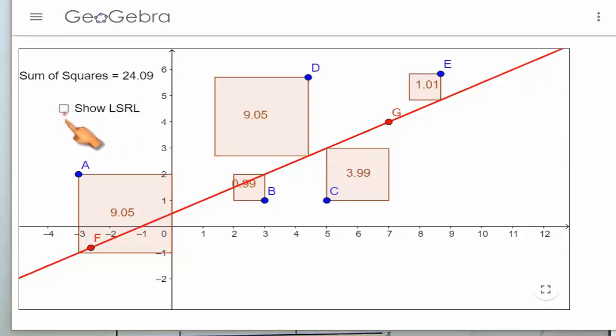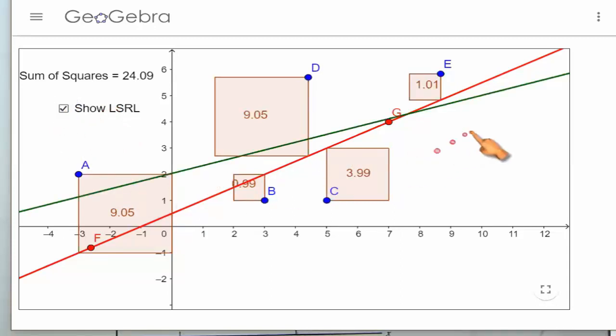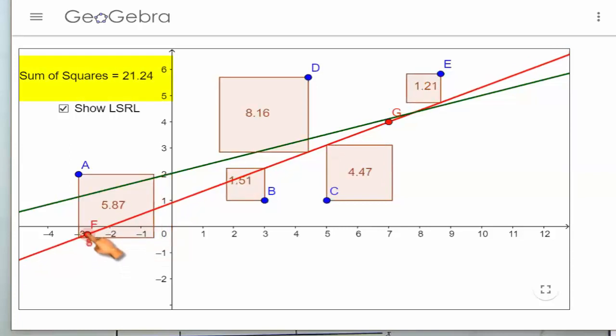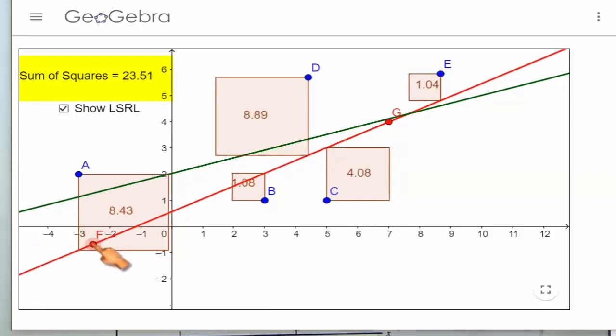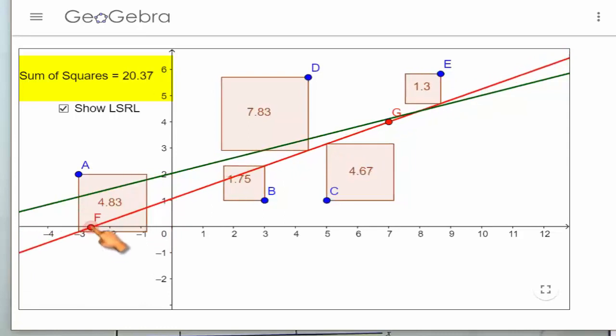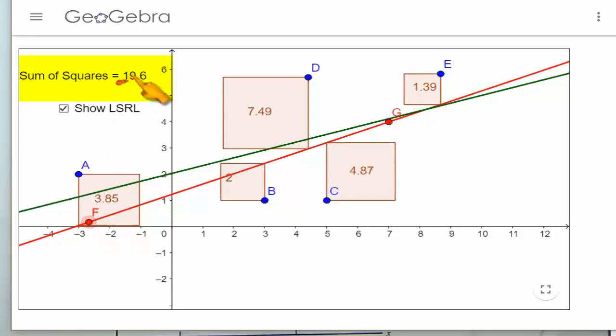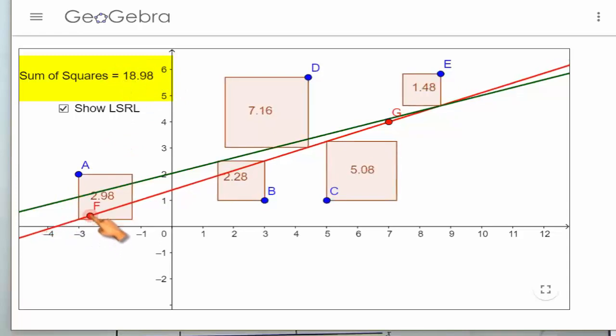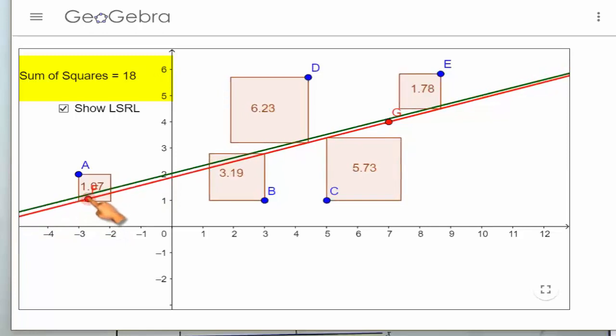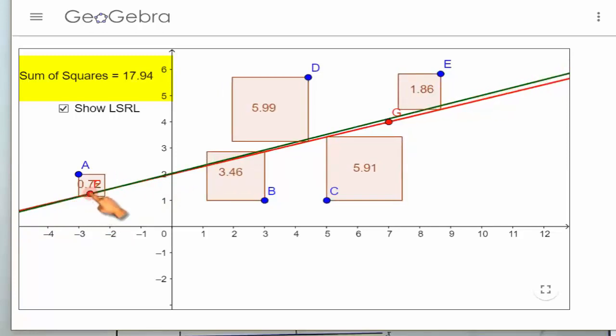And now watch what happens if I click on this. You can see the green line now is the least squares regression line. And here's what I'm going to do. I'm going to take the red line, which is a guess at what the least squares regression line could be, and watch what happens when I take this point and try to make it closer to the regression line. Notice what happens to the sum of squares value up here. As I move that point F on the red line towards the regression line, see what happens? The sum of squares is getting smaller and smaller and smaller. If I put the red line right on top of the regression line.